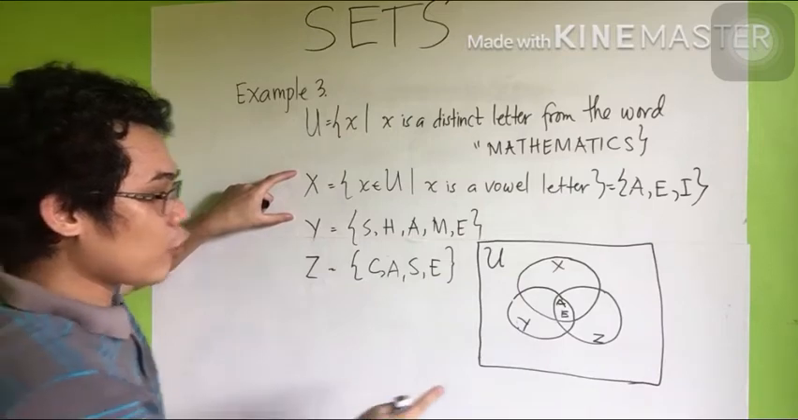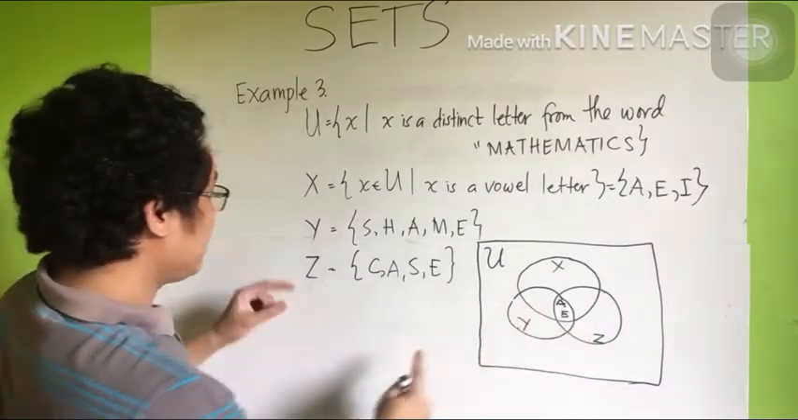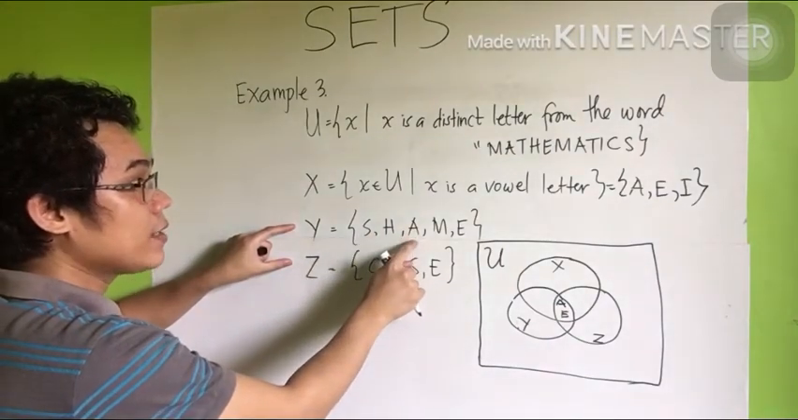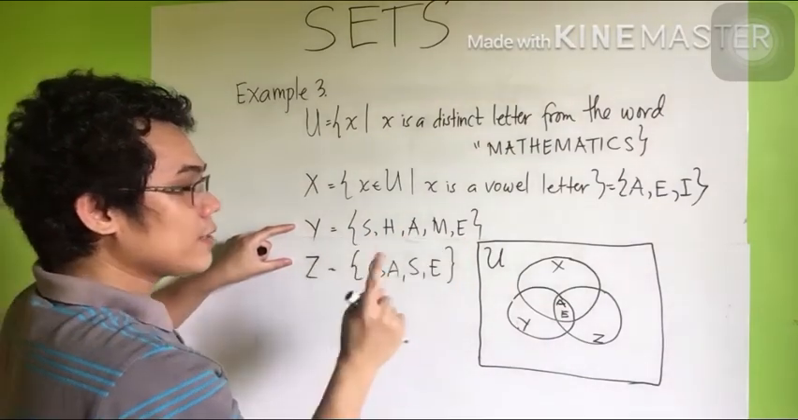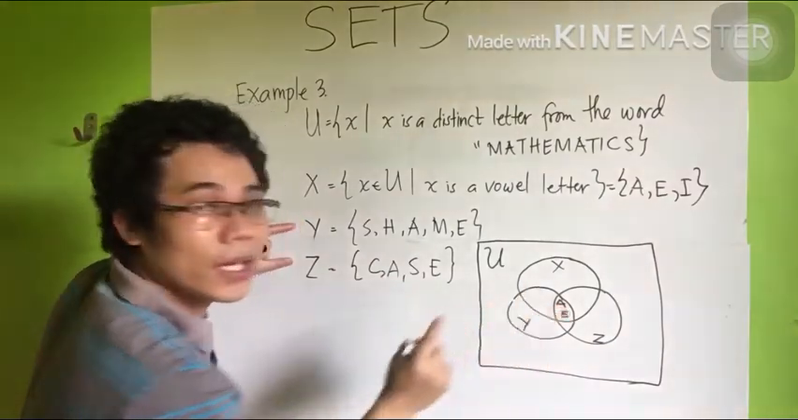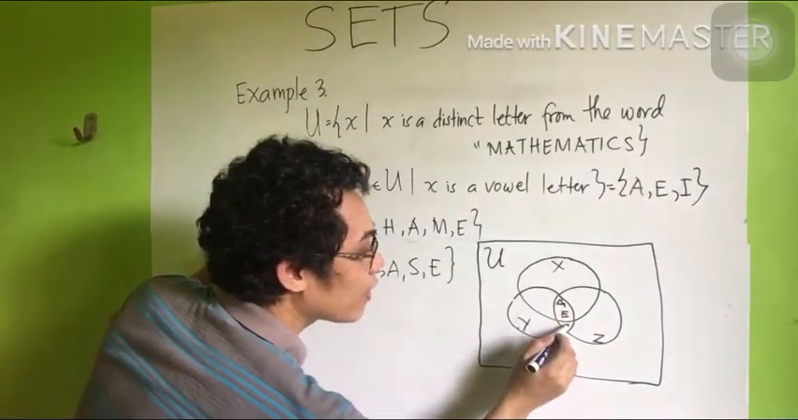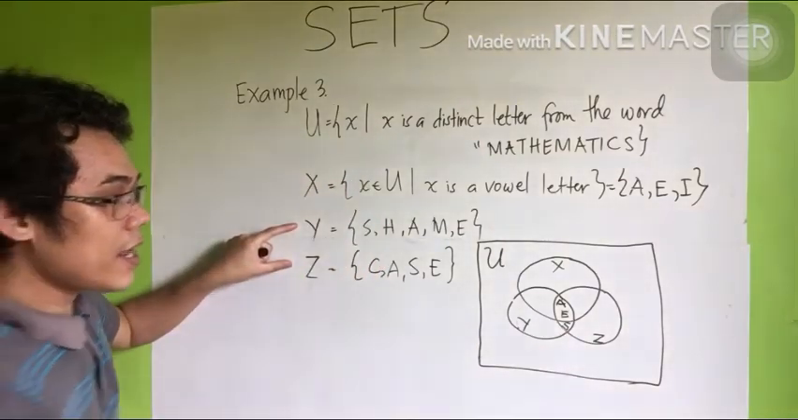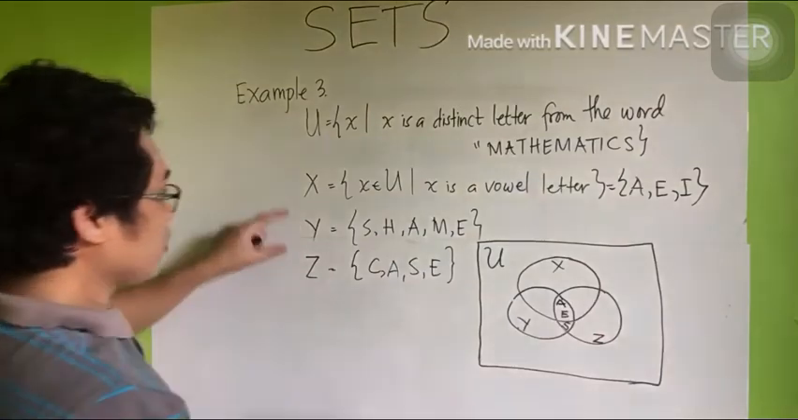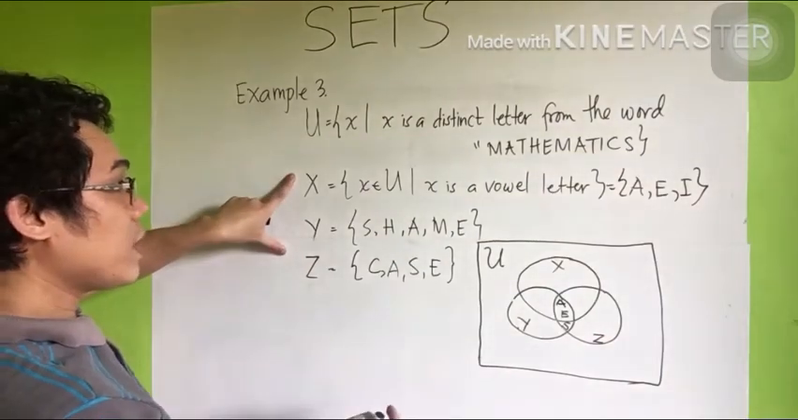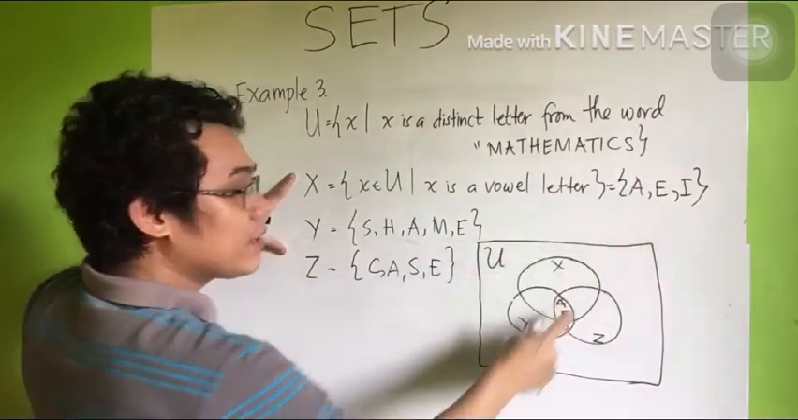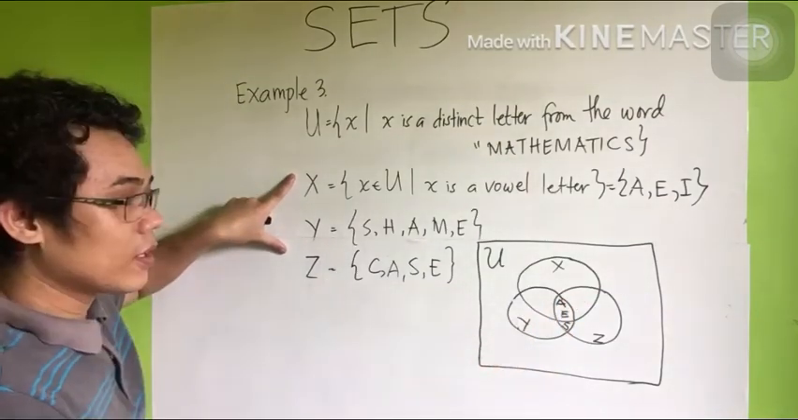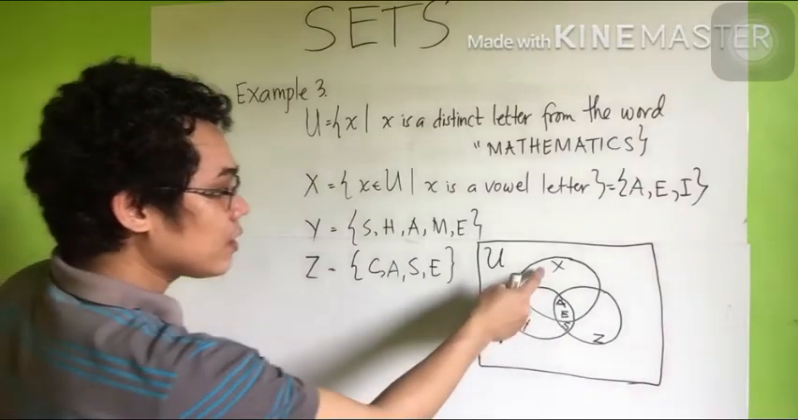So, next naman, common ng Y, Z. Y at saka Z, anong common nila? You have S, A, at saka E. So, S, A, E. Meron ng A, meron ng E. So, ang kulang na lang, lagay tayo ng S. So, S ang ilalagay natin dyan. Next, common ng X at saka Z. So, X at saka Z, we have A, E. But then, nandito na yung A, E. So, blanco yan dyan.